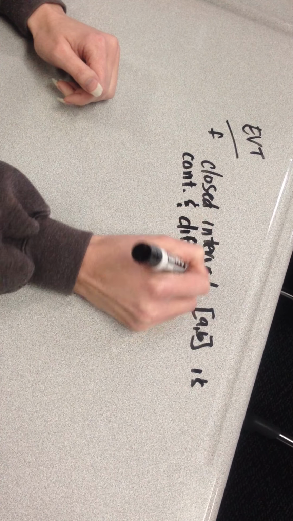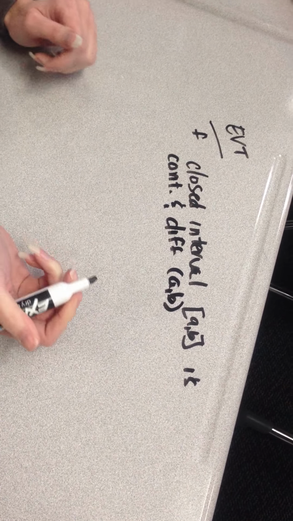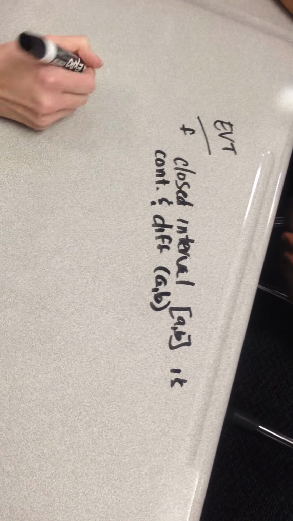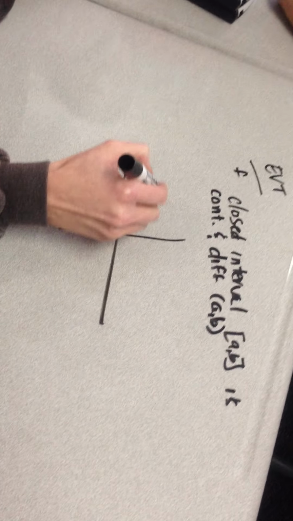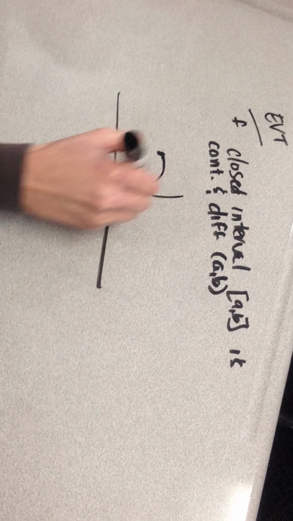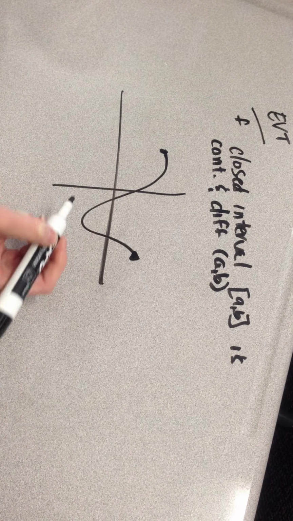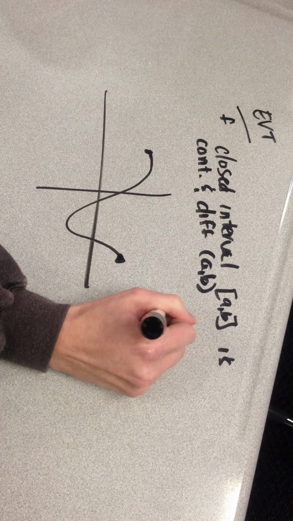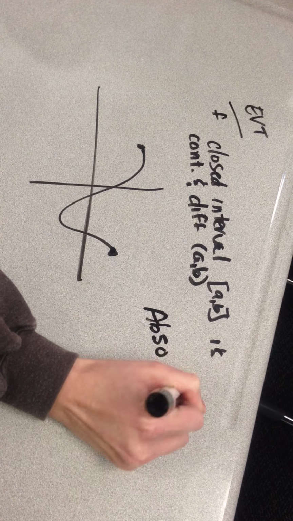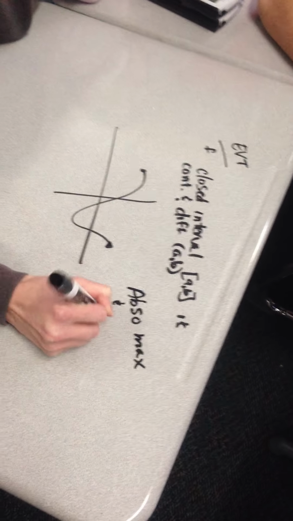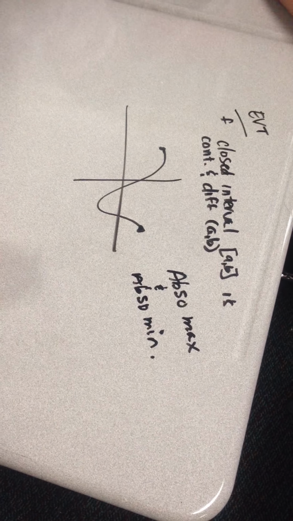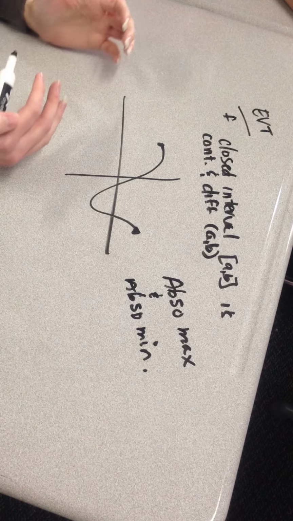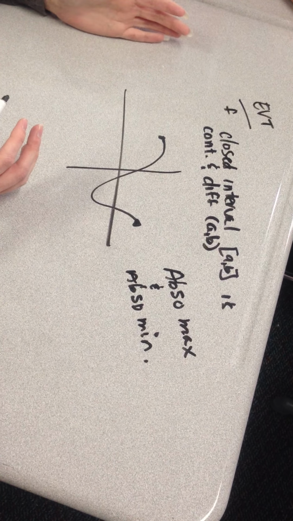Differentiable on the open interval. Okay. Is this a closed interval? That's a closed interval. It's stating that there is a function, so for a closed interval, there is an absolute max and an absolute min. That's all it's saying. Because it's closed, there has to be an ultimate high and ultimate low. If it's open, then it's just a relative max or min.